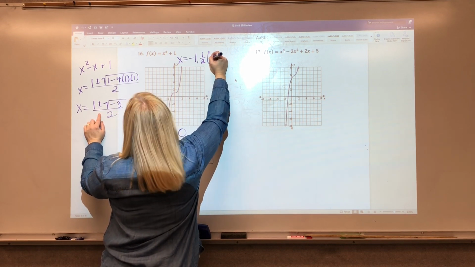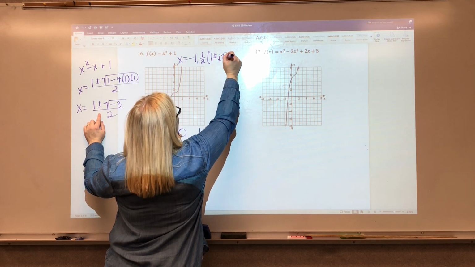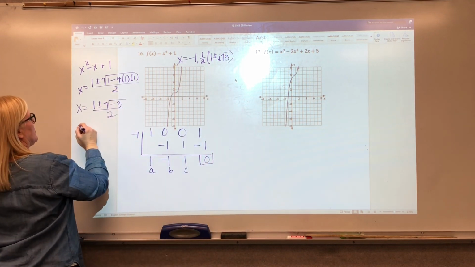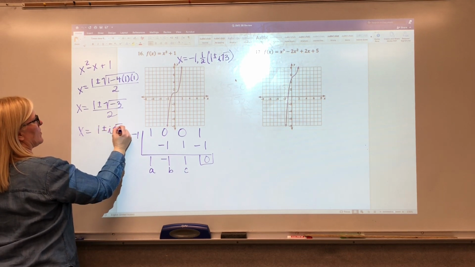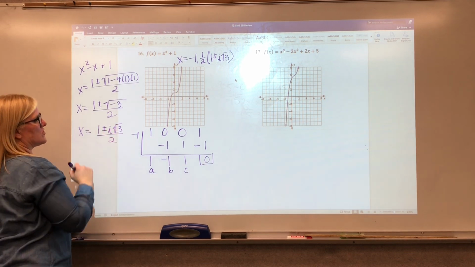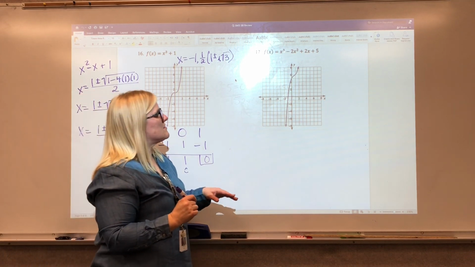You could do 1/2 times 1 plus or minus I times the square root of 3. I forgot that last step. Over here, 1 plus or minus I times the square root of 3 over 2. Okay, let's do another one.